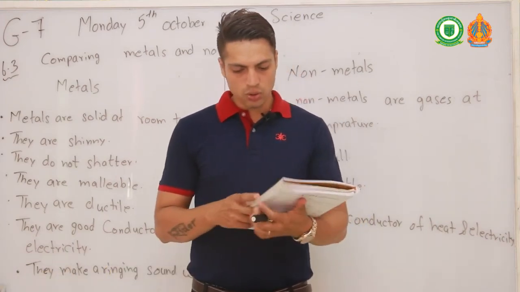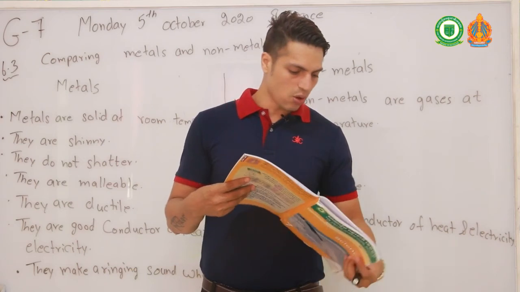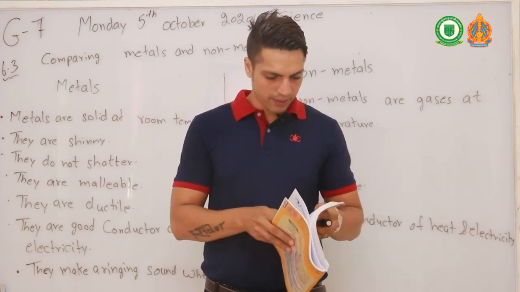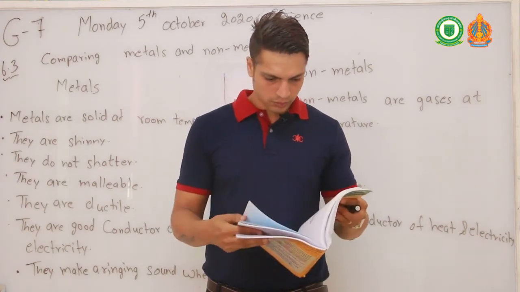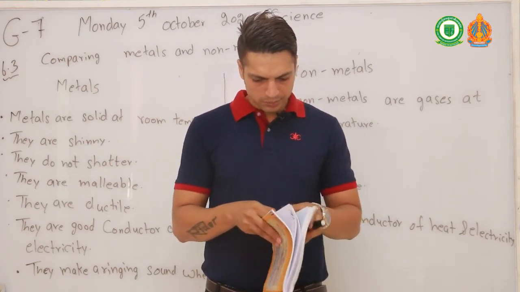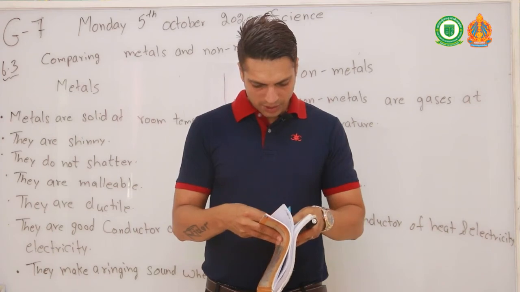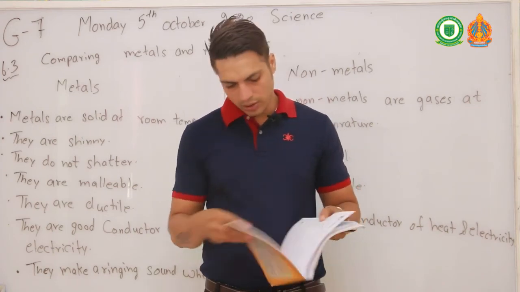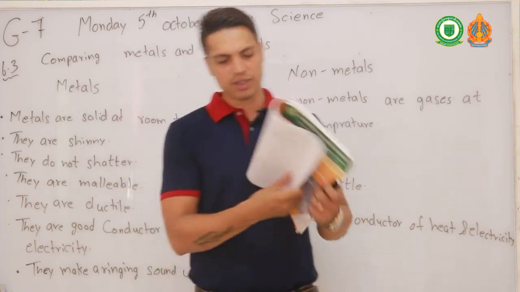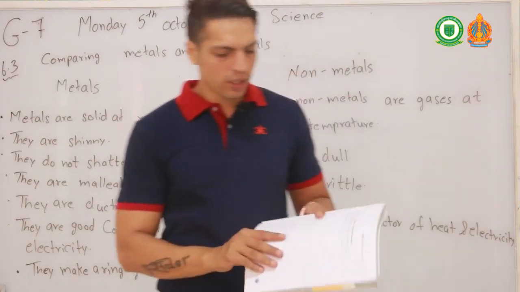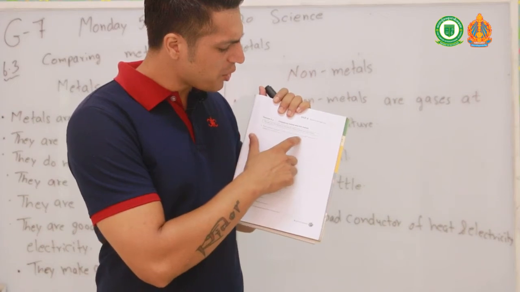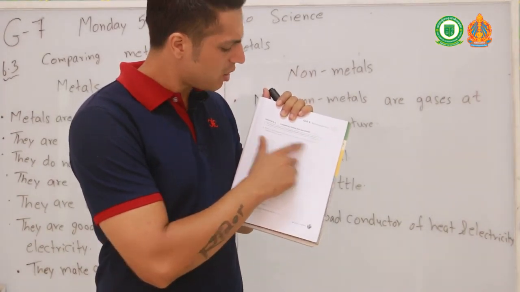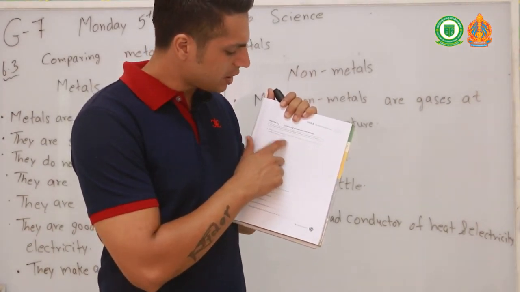Coming on to your homework. Your homework is on page number 53, workbook, page number 53. What you need to do: draw a labeled diagram to show how you could test a material to find out if it conducts electricity or not.